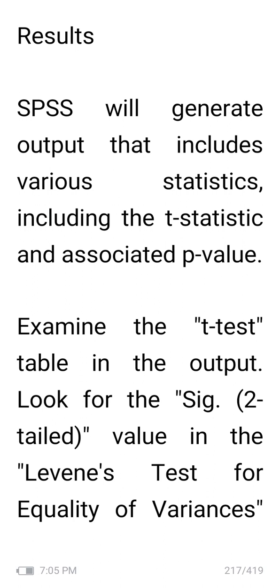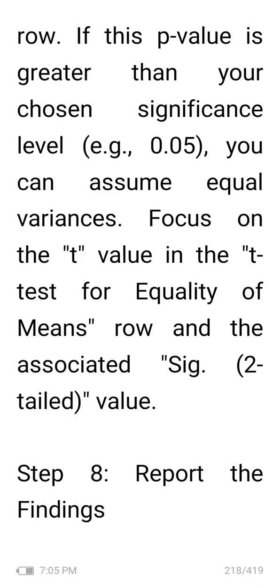Interpret the results. T-test statistic and associated p-value. Examine the t-test table in the output. Look for the two-tailed value in the Levene's test for equality of variances row. If this p-value is greater than your chosen significance level, you can assume equal variances. Focus on the t-value in the t-test for equality of means row and the associated two-tailed value.